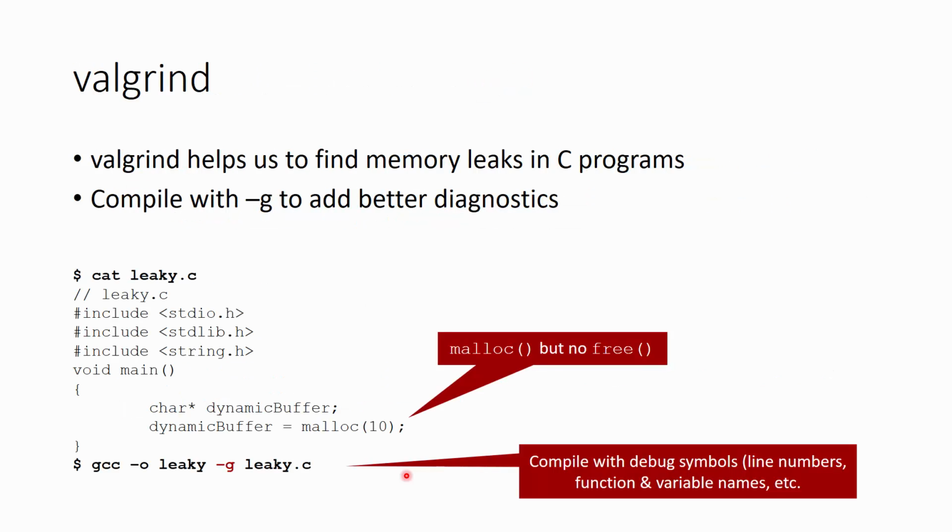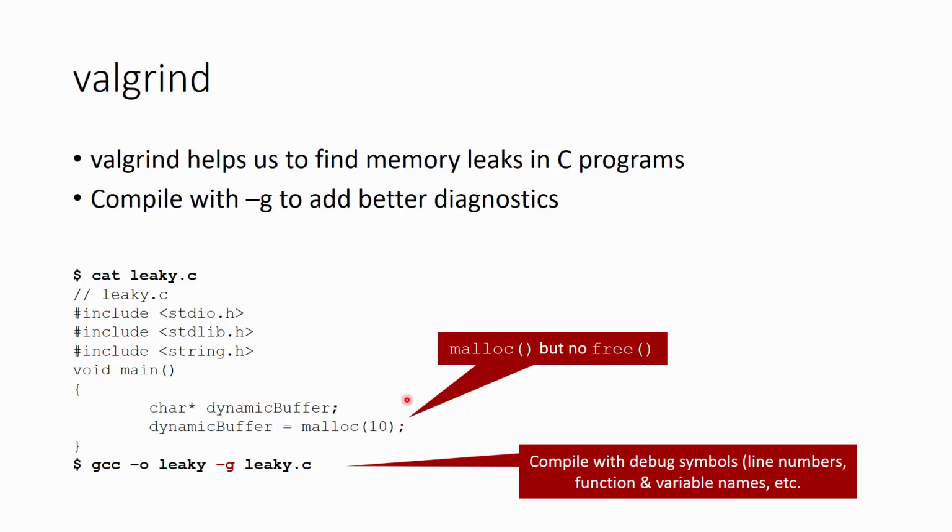Another tool that we can use that can be helpful is called valgrind. And valgrind can help us find memory leaks in C. And we do want to compile with -g when we work with our software here, because it will add better diagnostic information to valgrind. So if you're going to use valgrind, also use -g. Here's a program that we have, and it's called leaky.c. It has a bunch of headers. Here's our main function, and in main we're going to declare a pointer to a character called dynamic buffer, and then we're going to malloc it, and then note that the program is done.